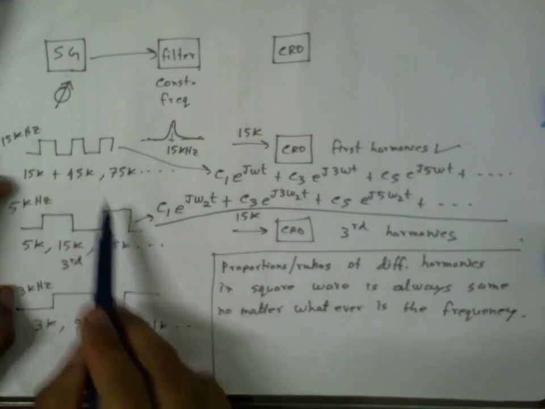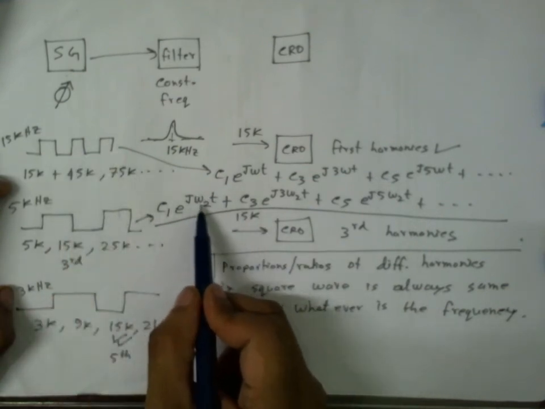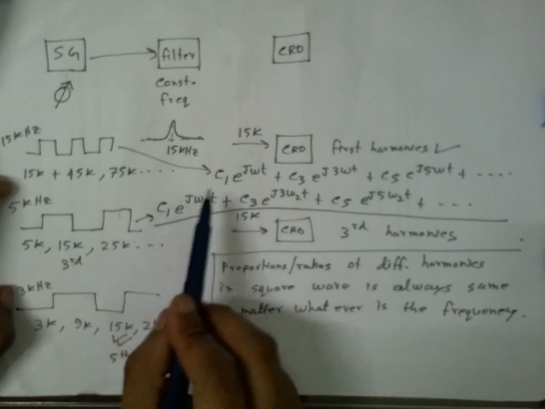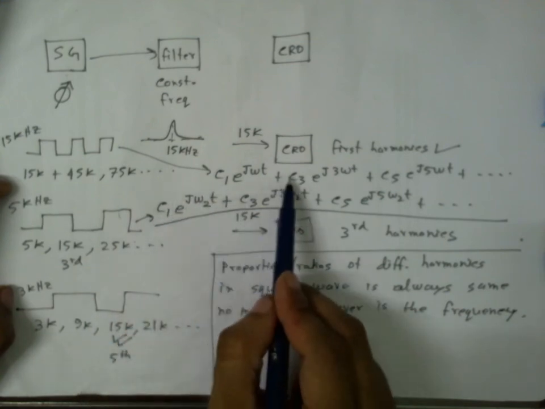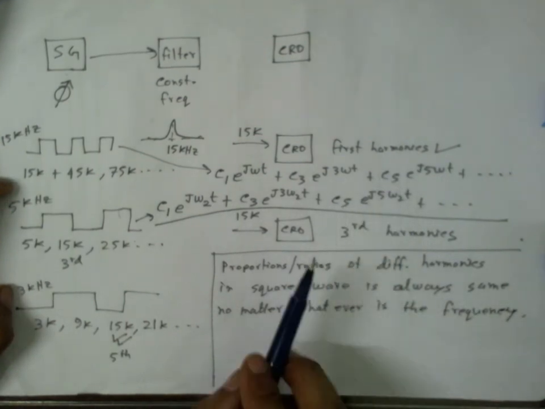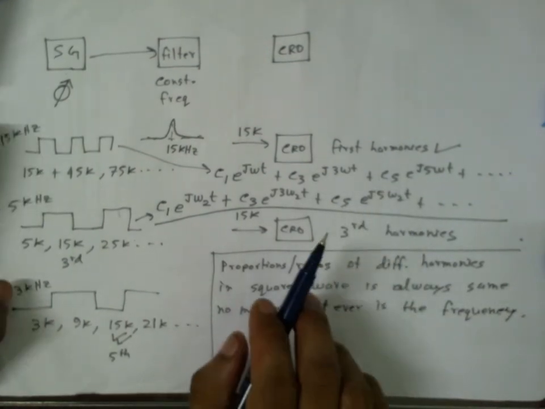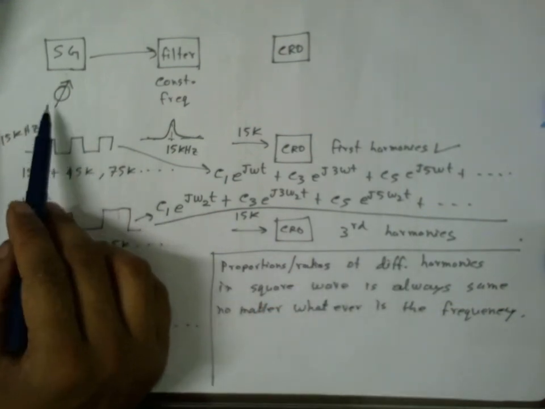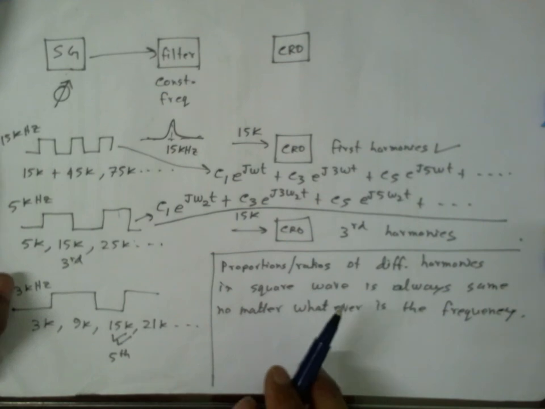What is different between these two signals is the fundamental frequency. Here it's omega, here it's omega 2, but these coefficients are the same. Here C1, here C1, here C3, C3, C5, C5. That's the fundamental reason why we can change the signal generator's frequency instead of the filter's frequency in this experiment.